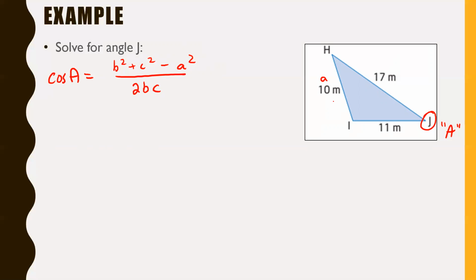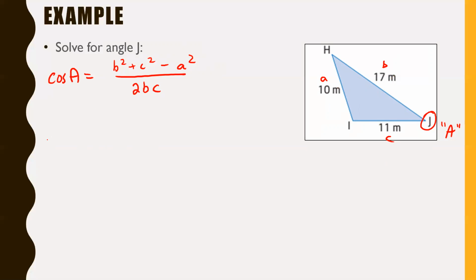And then remember, B and C are interchangeable. It doesn't matter which one's which. How about I say this one, the 17 meters is B, and this one, the 11 meters is C. Again, you can interchange them. It doesn't really matter which one's B and which one's C. The only ones that really matter are capital A and lowercase a. Those are the ones that have to be placed correctly. B and C are interchangeable.